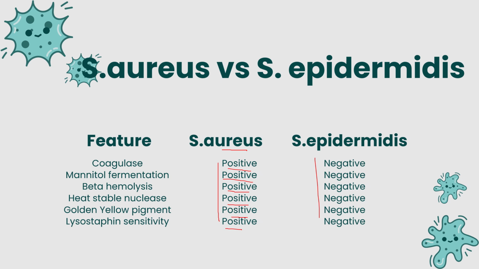Out of this, coagulase is the most important characteristic test to differentiate the organism into Staphylococcus aureus and other species, which we collectively call CONS. CONS means Coagulase Negative Staphylococcus species, and Staph epidermidis is one of them. So there are basically two groups you can consider: one is coagulase positive, one is coagulase negative. Staph aureus is coagulase positive, whereas Staph epidermidis is coagulase negative.